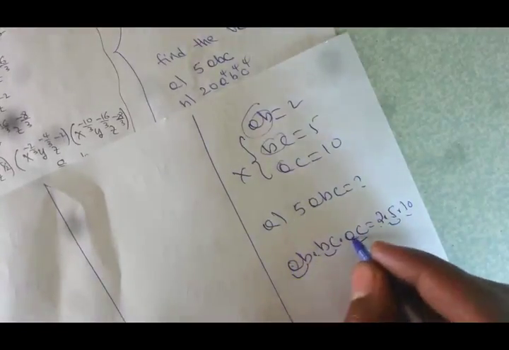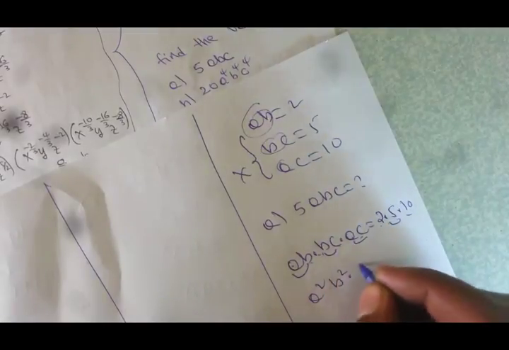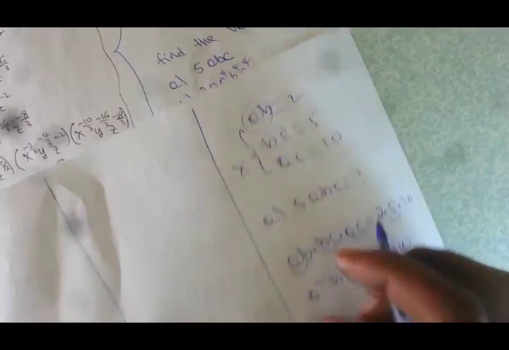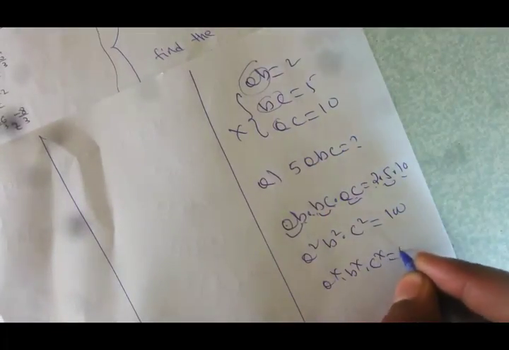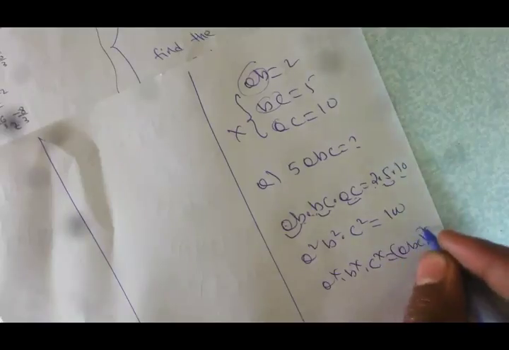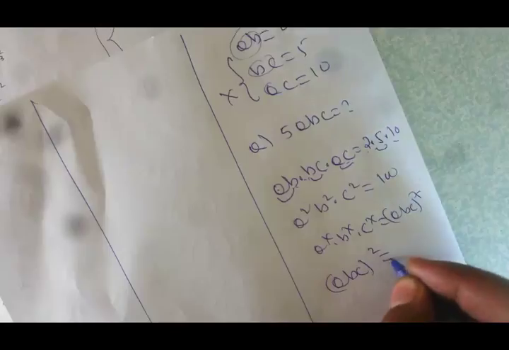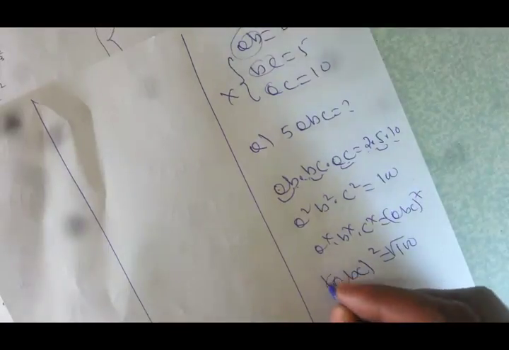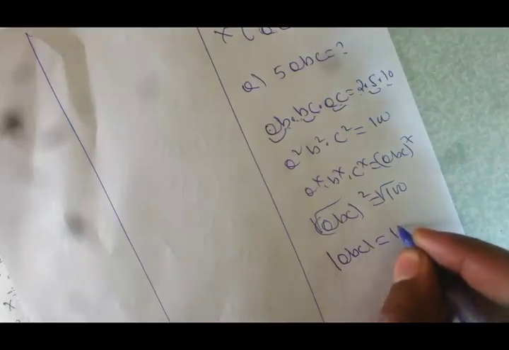Therefore, A times A is A square, B times B is B square, C times C is C square, equals 100. And we know that A raised to X times B raised to X times C raised to X is equal to ABC raised to X. Therefore, ABC the whole square is equal to 100. Taking the square root, the absolute value of ABC will be 10.